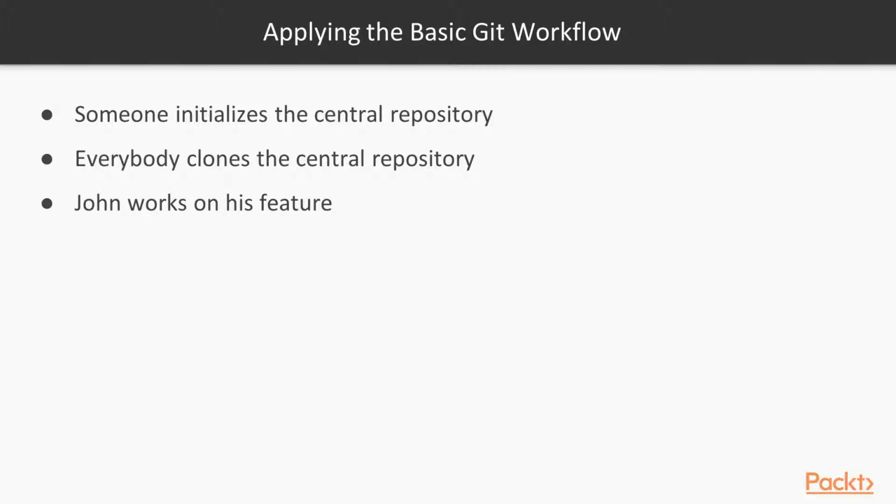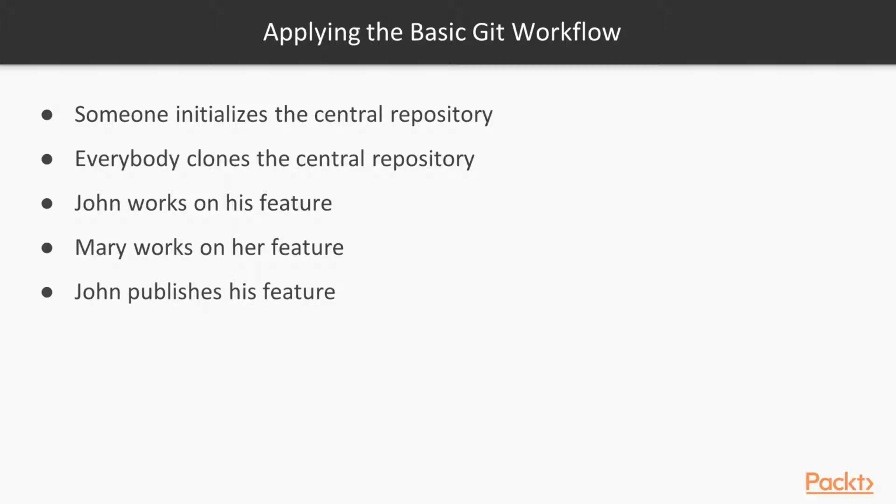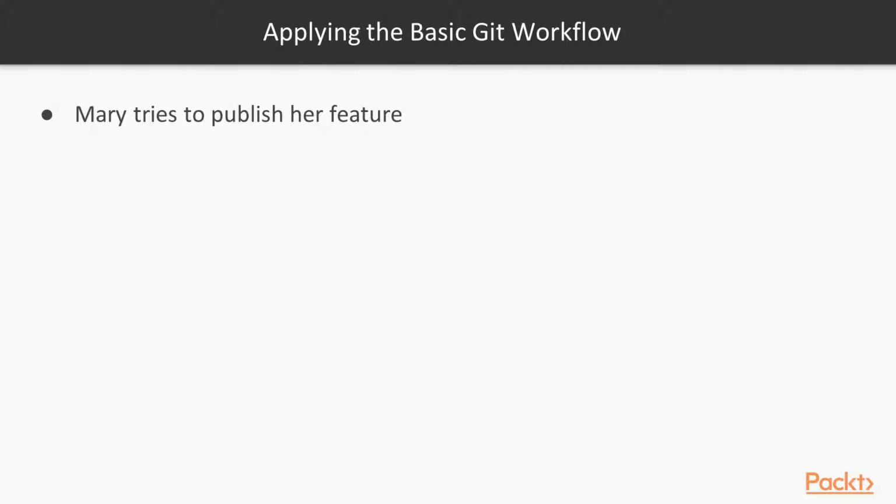Then, for example, we're going to talk about developer John. John works on his feature. Not to be confused with a feature branch. He's actually working on the feature in the master branch. And Mary's working on her feature, again, in the master branch. Now, they're working local, so they're not affecting each other at this time. John, though, has to publish his feature, so he pushes his feature into the central repository. Mary is going to try and do the same thing now and publish her feature.